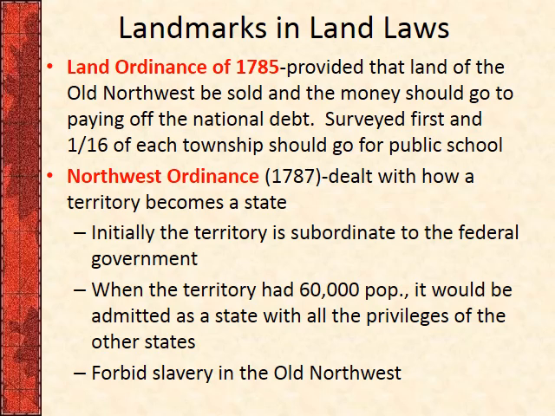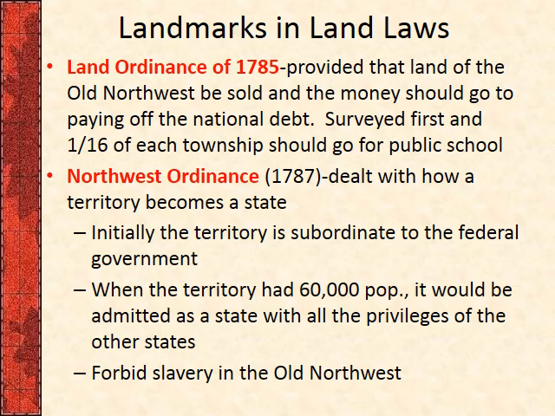Here are two major laws that you can almost guarantee that you are going to be tested on, that occur during the time period where the Articles of Confederation are the supreme law of the land. The first one is the Land Ordinance of 1785. And it provided that land in the Old Northwest, so that would be kind of the Great Lakes region, should be sold, and the money should go to paying off the national debt, so the debt incurred by the federal government. So these were federal lands that would be sold, and the money to pay off the national debt.